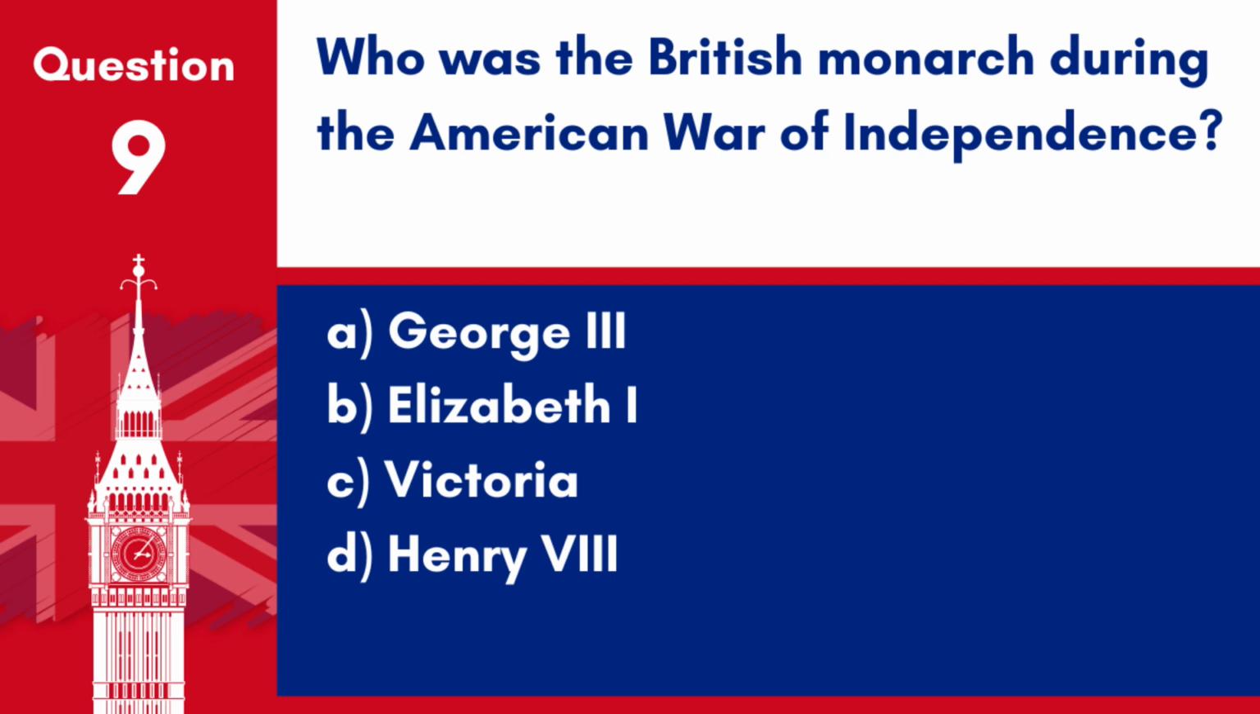Question 9. Who was the British monarch during the American War of Independence? A. George III, B. Elizabeth I, C. Victoria, D. Henry VIII? Answer: A. George III. King George III was the British monarch during the American War of Independence.